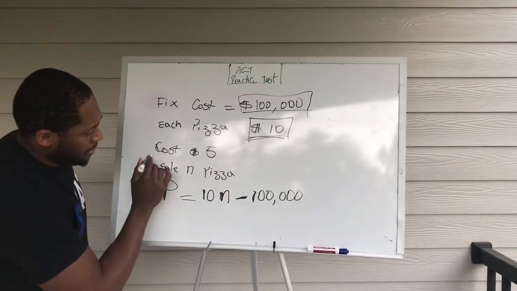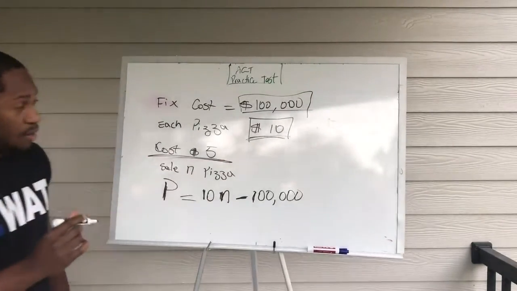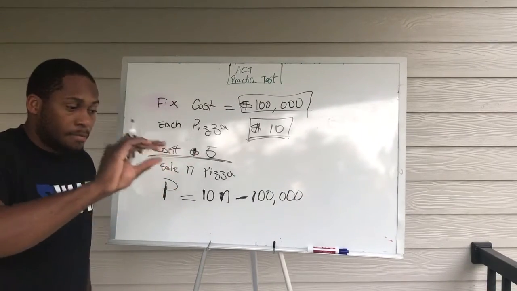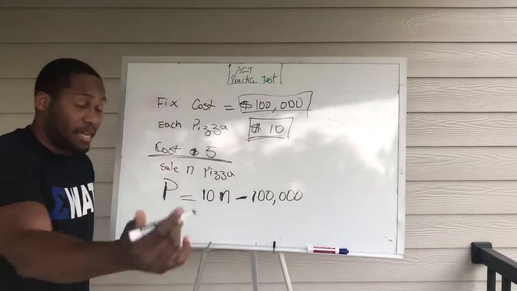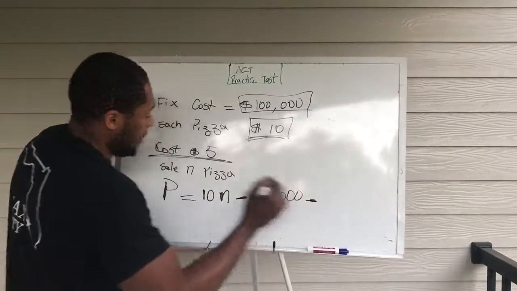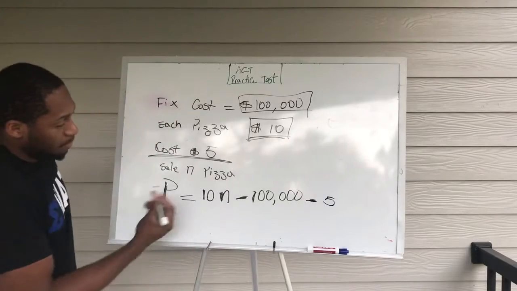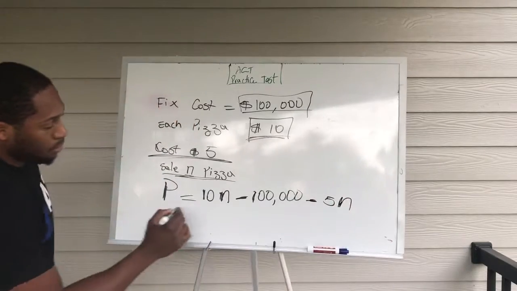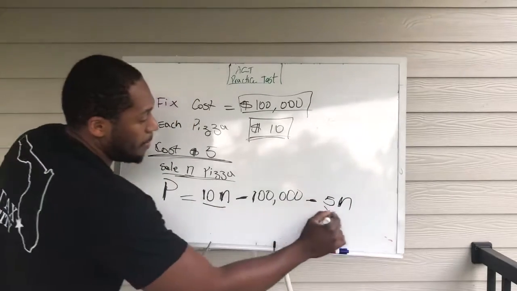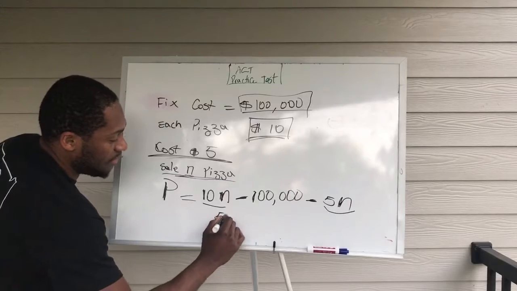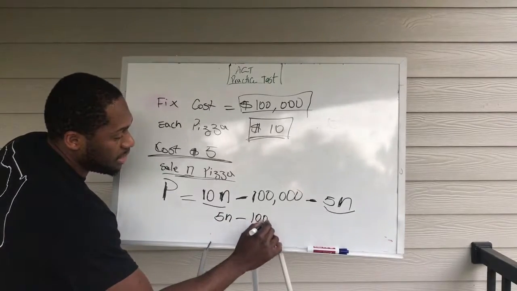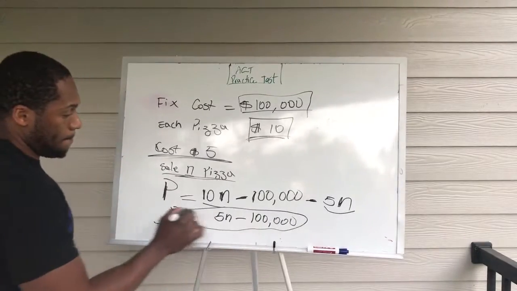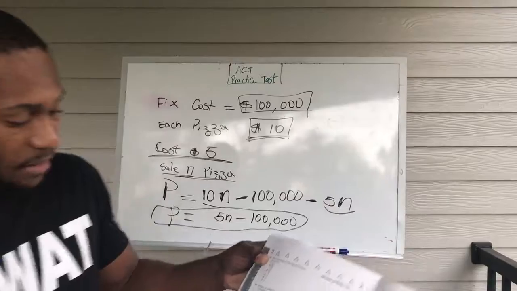And then it says again that it has a cost of $5 to make each pizza. So if I make 2 pizza times 5, I lose 5 times 2, which is $10. So minus 5 times how many pizza he makes. We know that he sells n pizza. So we got 10n minus 5n, which is 5n, minus $100,000, which is the profit that Jack made. And that should do it.